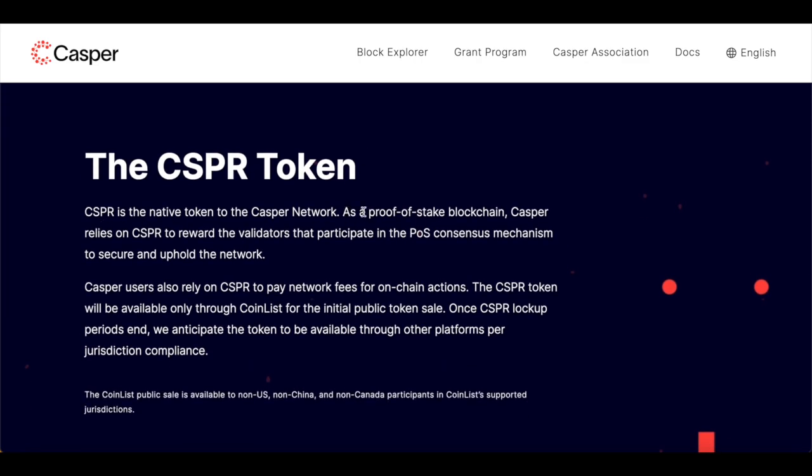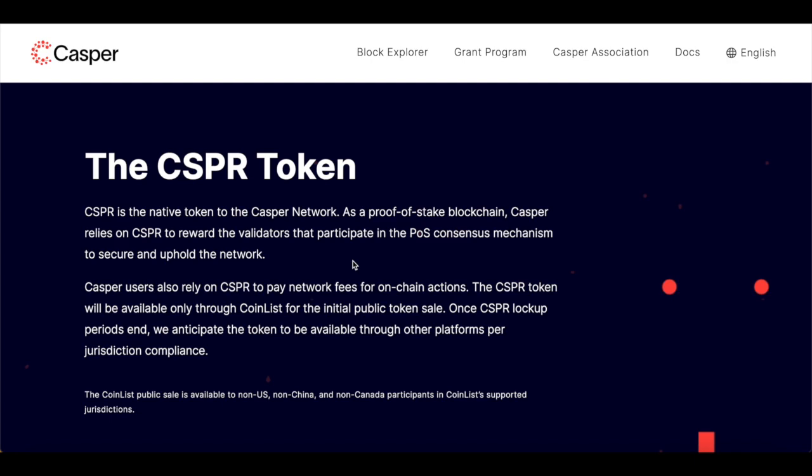So speaking of the token, let's go into that a little bit more. Let's try to understand it. So Casper is the native token to the Casper Network. As a proof-of-stake blockchain, Casper relies on the CSPR to reward the validators who participate in the proof-of-stake consensus mechanism to secure and uphold the network. Casper users also rely on CSPR to pay network fees for on-chain actions.